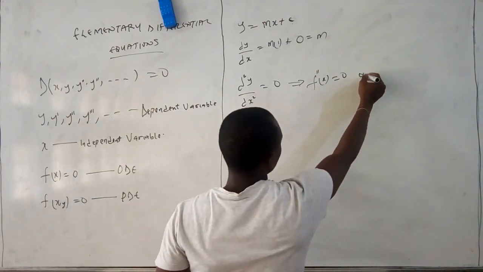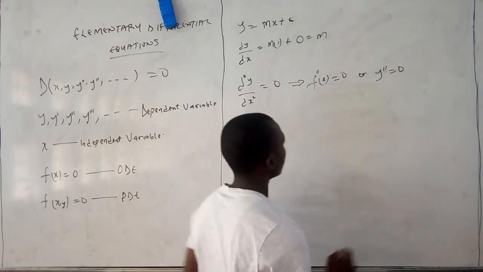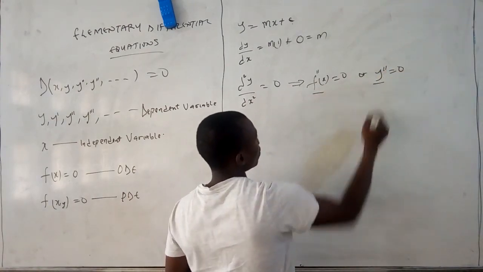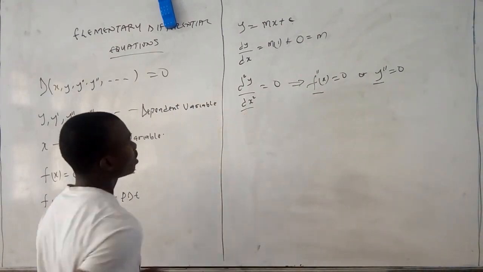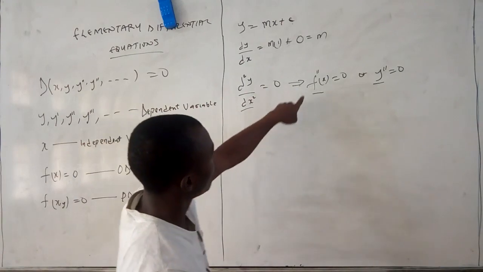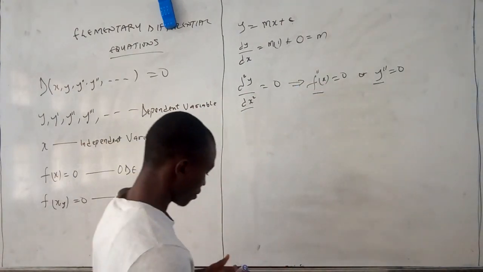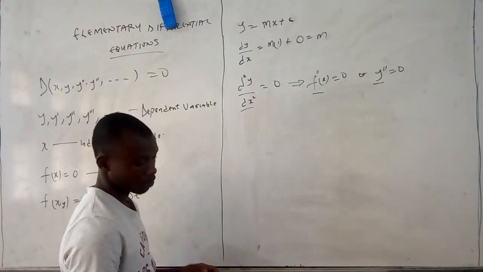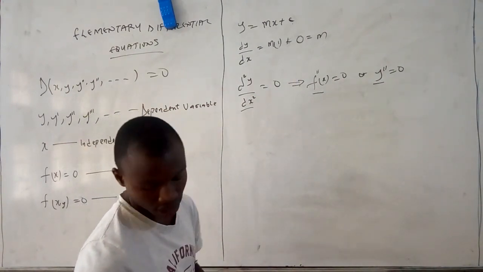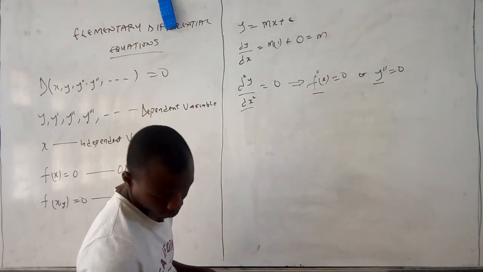Or some will write it in this way, y double prime is equal to 0. Whether it's written in this form or this form, all it means is the same. That's second derivative, d square y over dx square, or f double prime x, or y double prime. All it means is second derivative. So the number of constants is the number of times we differentiate.